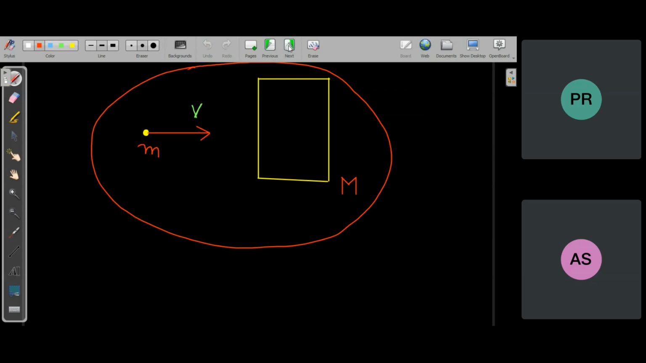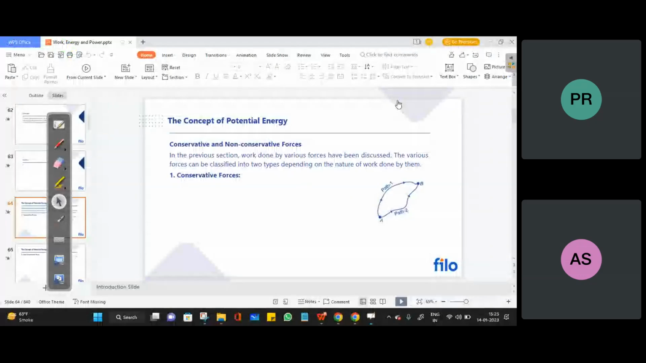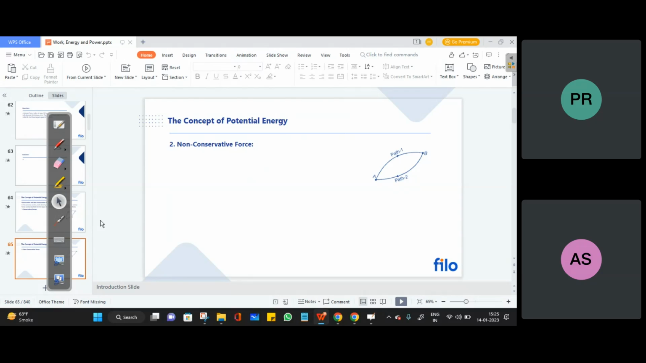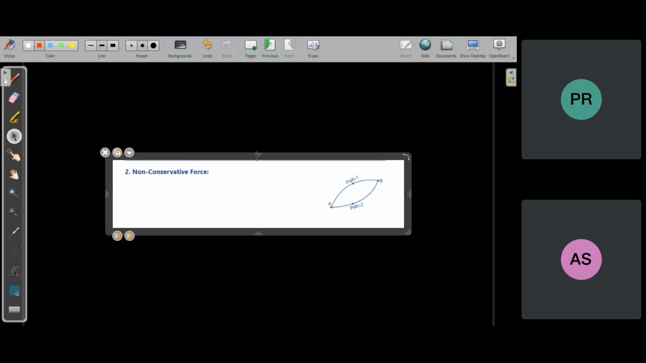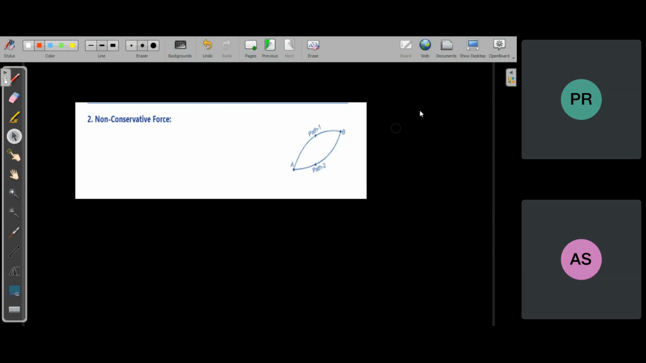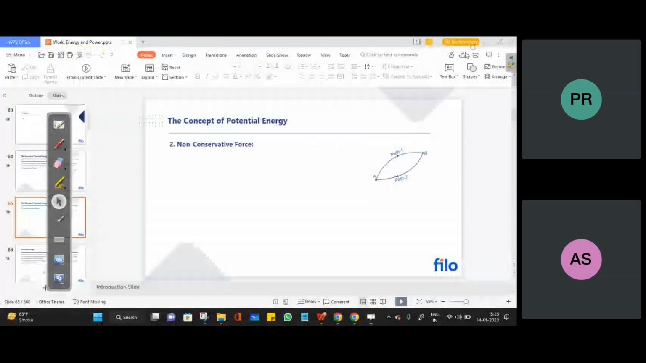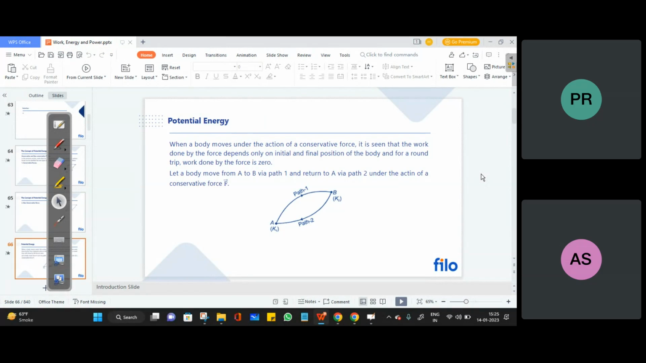So what you understood is that work done by a conservative force will always be path independent. Whereas it is exactly opposite for a non-conservative force: work done will depend on the path. If you are going from point A to point B by path 1, path 2, path 3, path 4, and different paths have different work done, then the work done is path dependent. If it is path dependent, then the force is called a non-conservative force.